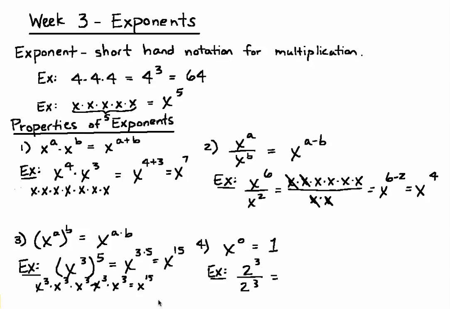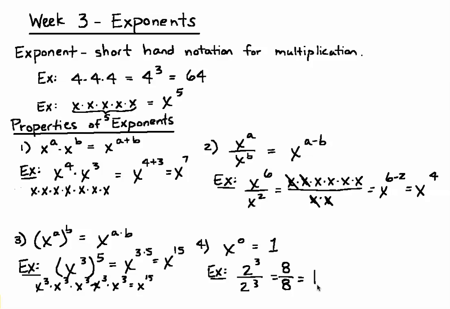And then our fourth property of exponents is the 0 power property. X to the 0 power is equal to 1. And this is anything. Anything raised to the 0 power is equal to 1, no matter what that is. And this is why. In our example, 2 to the 3rd power divided by 2 to the 3rd power, well, anything divided by itself is 1. 2 to the 3rd power is 2 times 2 times 2, which is 8. And so this breaks down to 8 divided by 8, which we know is 1.